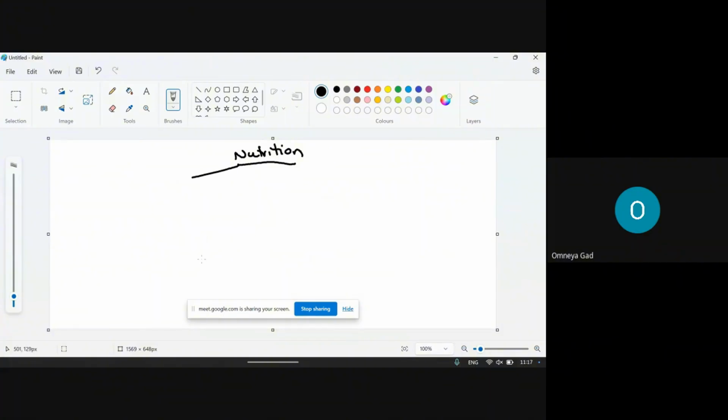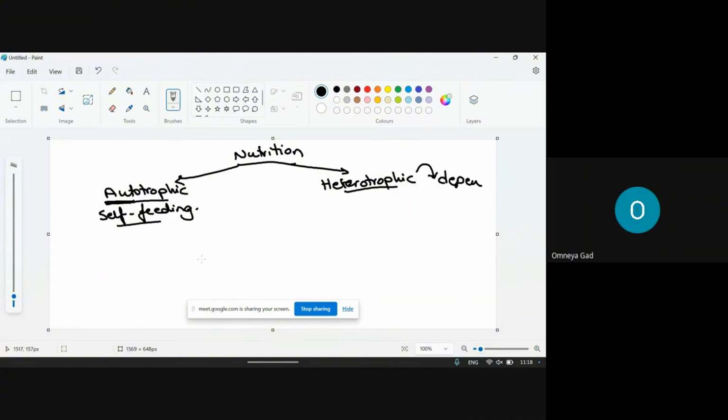And nutrition has two major types. One of them is called the autotrophic way of feeding, and the other one is called the heterotrophic way of feeding. This word means something in Latin. Auto means self. Trophic means feeding. So what about heterotrophic? Hetero means that we are going to depend on others to obtain our own food.